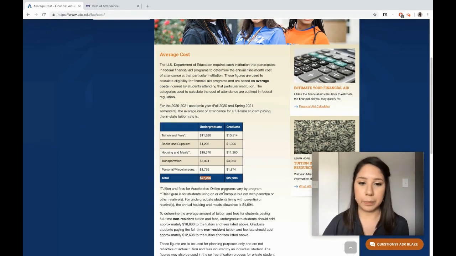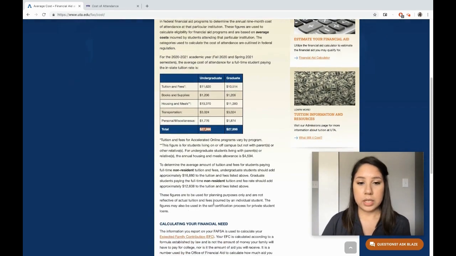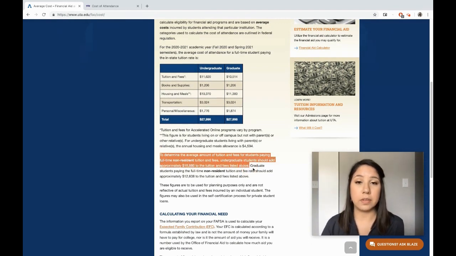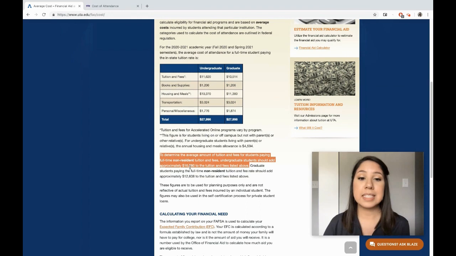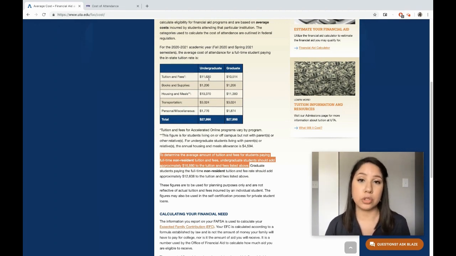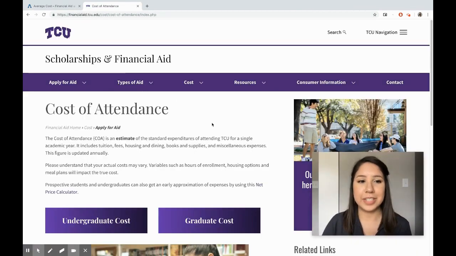So that's just the sticker price, but again, we talked about those other things that you can do to lower that number. One thing to note is here they do have information for non-residents. So if you were not a resident of Texas, you would be paying $16,880 more on top of the $11,000 tuition and fees. So keep that in mind if you're wanting to go to school out of the state you currently reside in. So any school that's not in Texas, you might have to pay even more for tuition and fees just to attend that school.